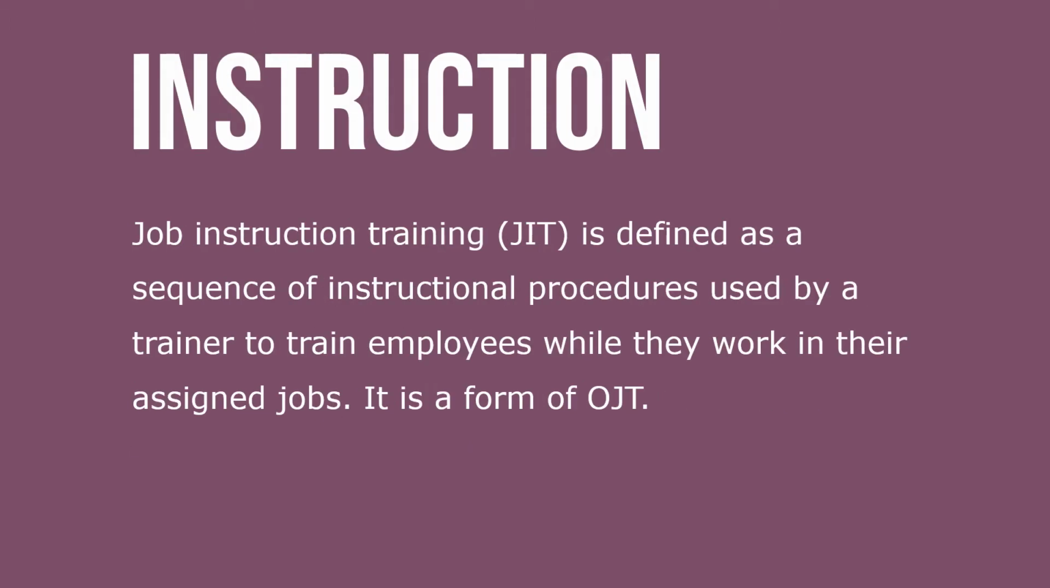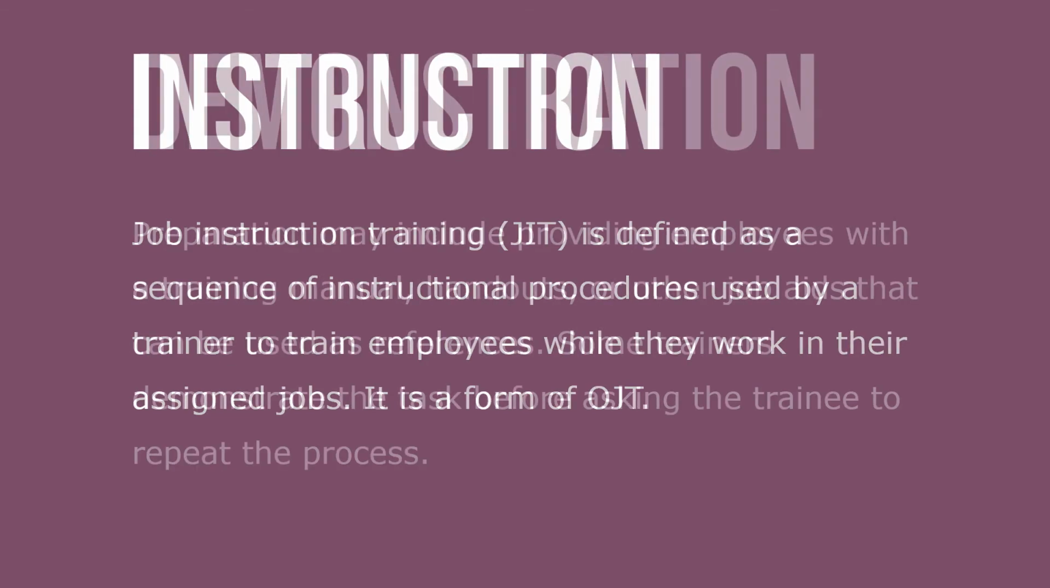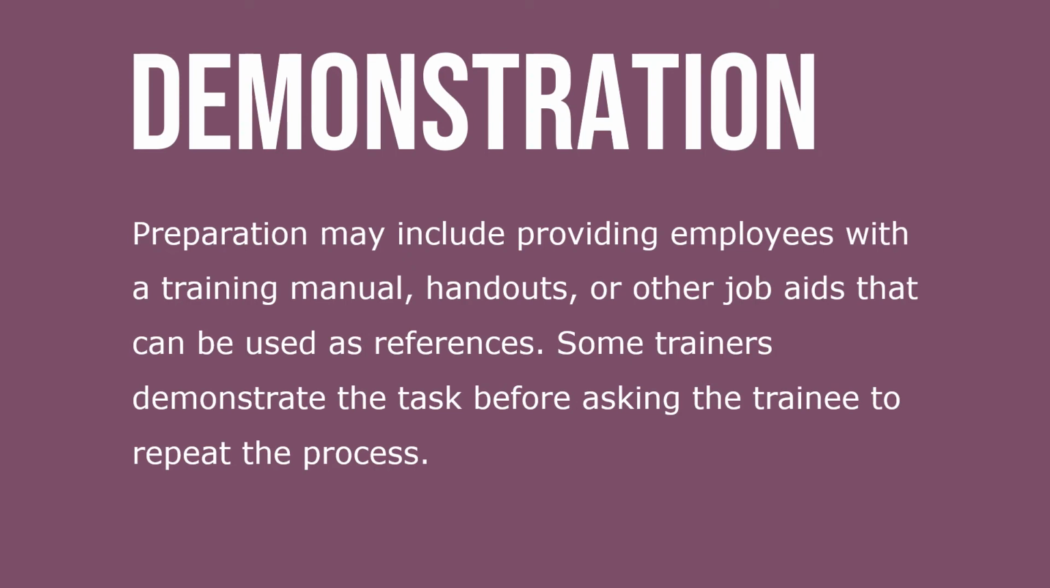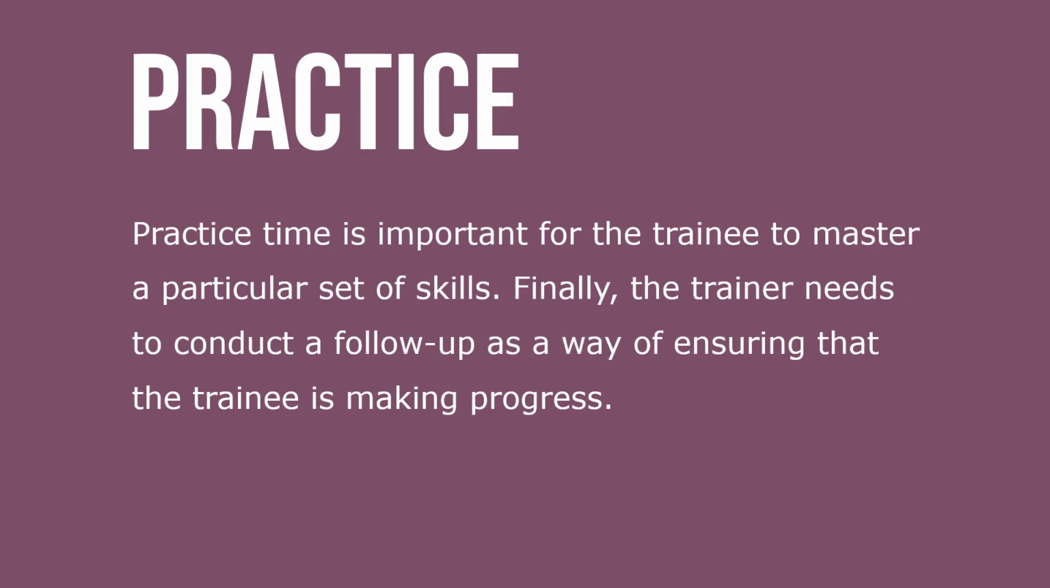Job instruction training, or JIT, is defined as a sequence of instructional procedures used by a trainer to train employees while they work in their assigned jobs. It's a form of OJT. Preparation may include providing employees with a training manual, handouts, and other job aids that can be used as references. Some trainers demonstrate the task before asking the trainee to repeat the process. Practice time is important for the trainee to master a particular set of skills. Finally, the trainer needs to conduct a follow-up as a way of ensuring that the trainee is making progress.